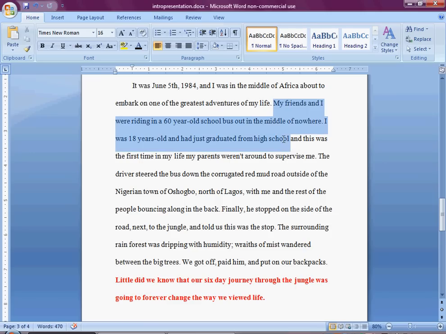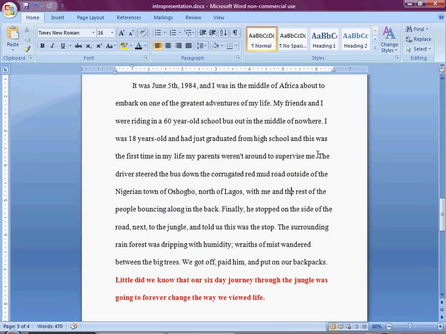And again, it continues here. "My friends and I are riding in a 60-year-old school bus out in the middle of nowhere. I was 18 years old and had just graduated from high school, and it was the first time in my life parents weren't around to supervise me." So again, notice some more background information. What else do we find out here? We find out that the person is 18 years old, that they were riding in a 60-year-old school bus, that the person just graduated from high school, and also important, it was the first time in life that this person was not supervised. So again, another block of important background information.